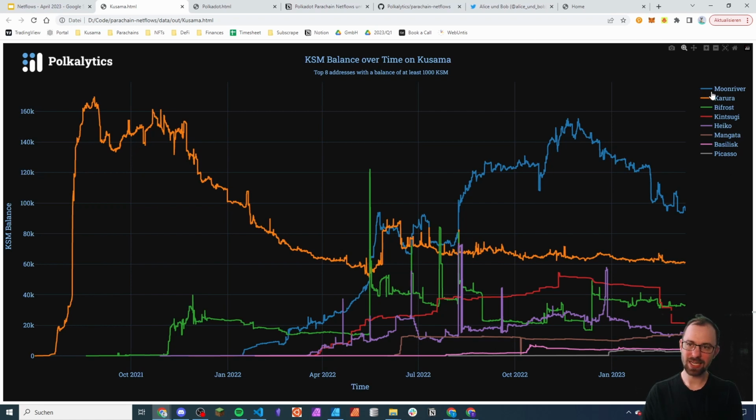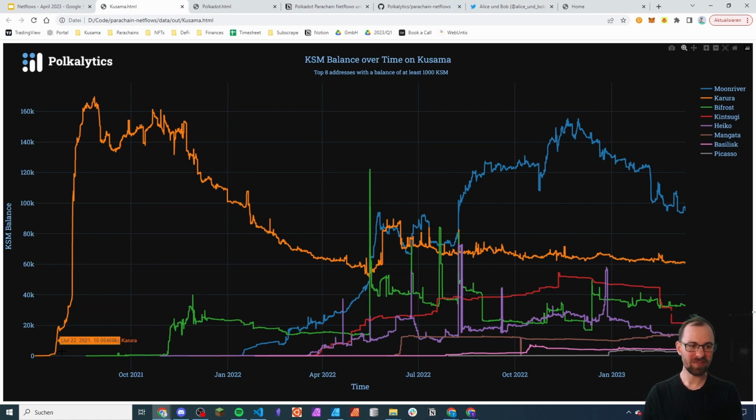On the right side here, you can find a description. It is color coded. Each chain has its own color, and they are ranked by the chain that has the most tokens at the last timestamp. So you will find Moonriver first, Karura second, and so on. Okay, let's look at what we're actually seeing here.